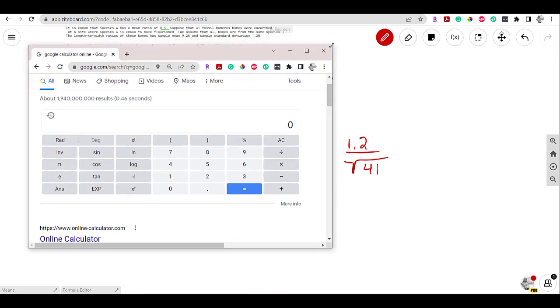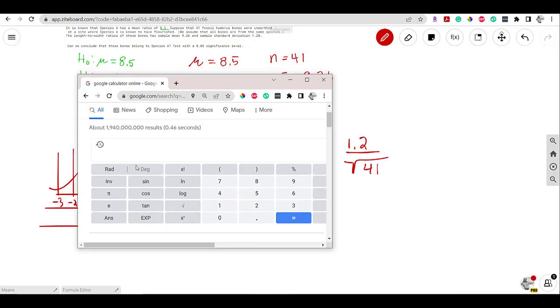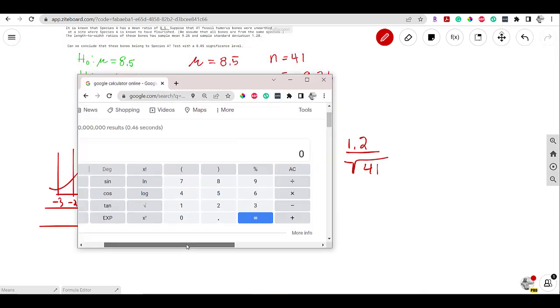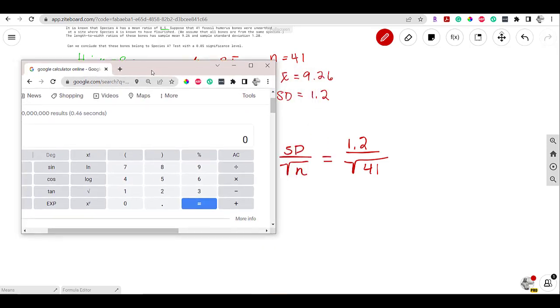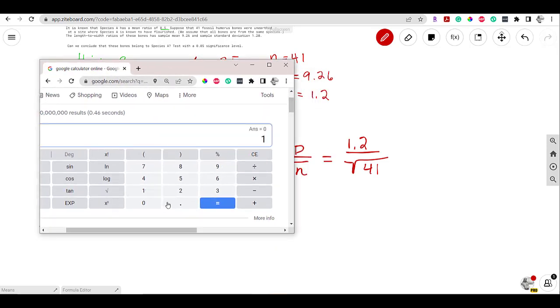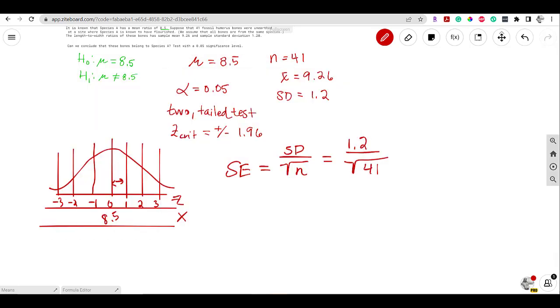So if I can adjust this just a little bit more so that it will all fit. Okay, I think that'll be close enough. All right, so I've got 1.2 divided by the square root of 41. And I get that my standard error should be 0.187. So my standard error is 0.187.